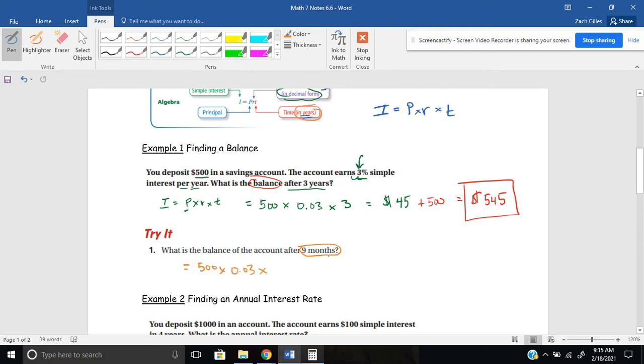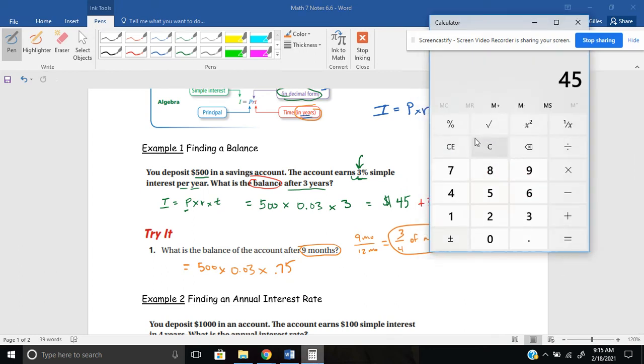So let me ask you this. 9 months is how much of a year? Well, 9 months out of the total of 12 months in a year is the same as, if I simplified this, 3/4. Divide top and bottom by 3. So 3/4 of a year is 9 months. So times by 3/4, or I can think of 3/4 as 0.75. Those would be the same exact thing.